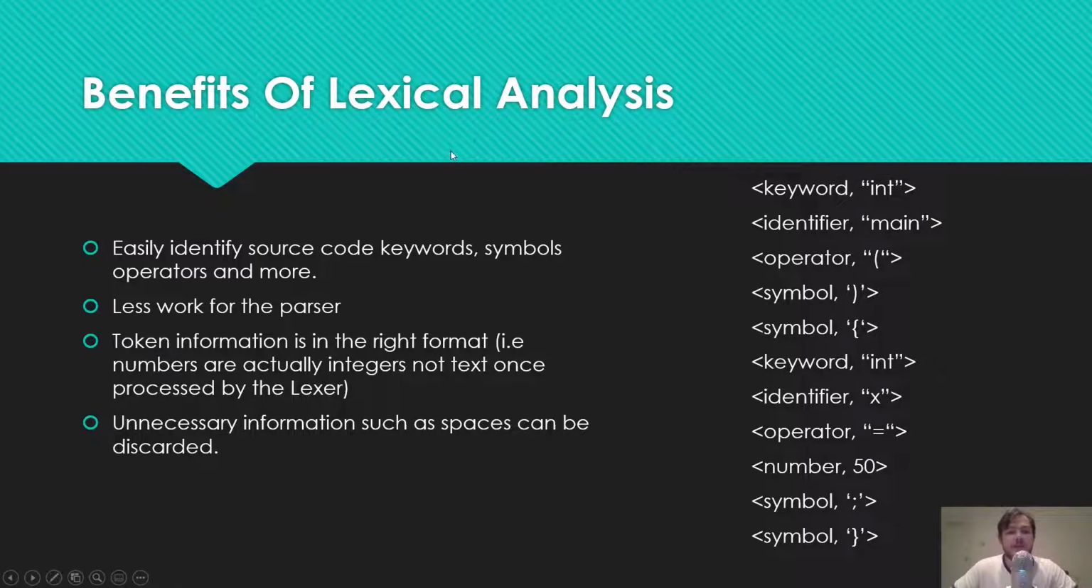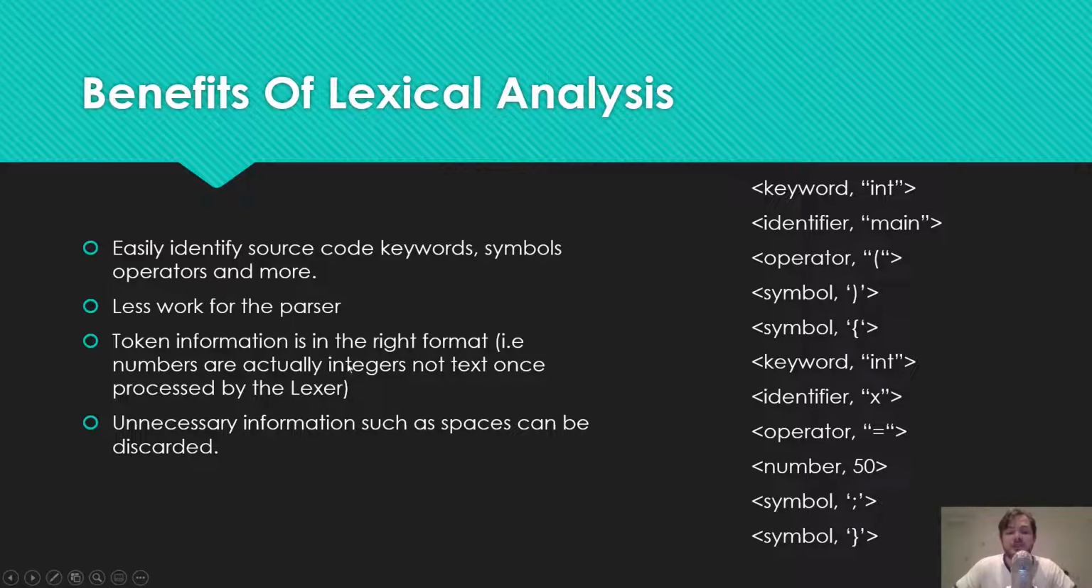So what are the benefits of lexical analysis? Well, we can easily identify source code keywords, symbols, and operators. So it's less work for the parser, because now the parser has to deal with tokens that it knows the type and value for, rather than having to parse through the actual source file, which would be a lot more work. If a parser is passing through the source file, it has to figure out what's a number, what's an operator, all of the work that Alexa already does. So that's why we create Alexa, so there's less work for the parser.